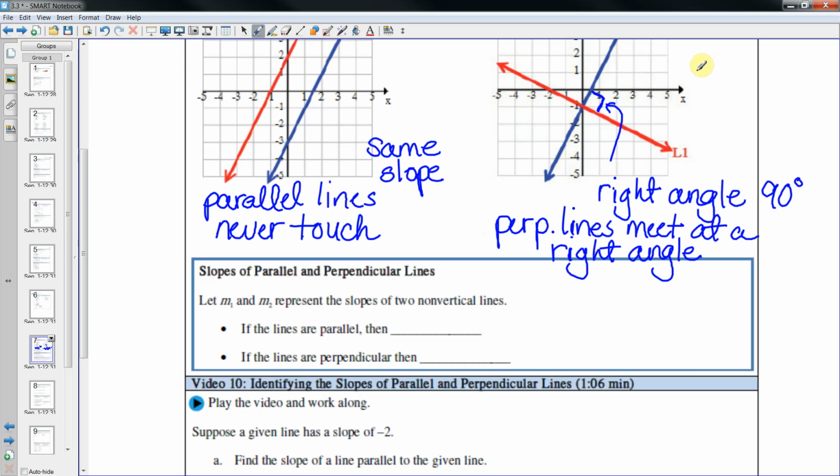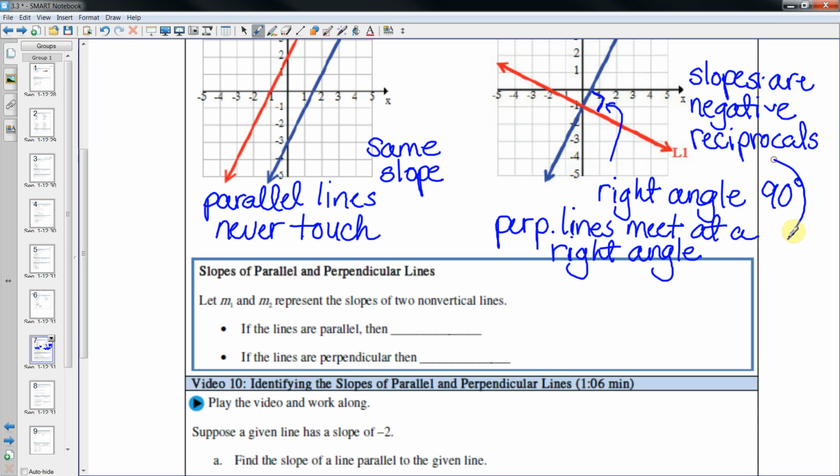For perpendicular lines, their slopes are negative reciprocals. What in the world does that mean? Well, that means that they are inverted opposites of each other. So if you have a line that has a slope of 1/3, the negative reciprocal of that would be negative 3/1. You flip the fraction over and change its sign.